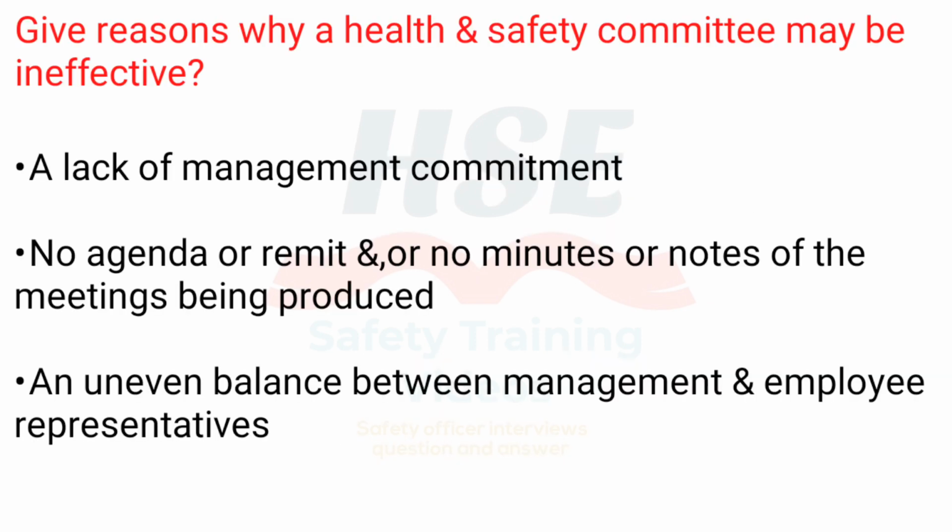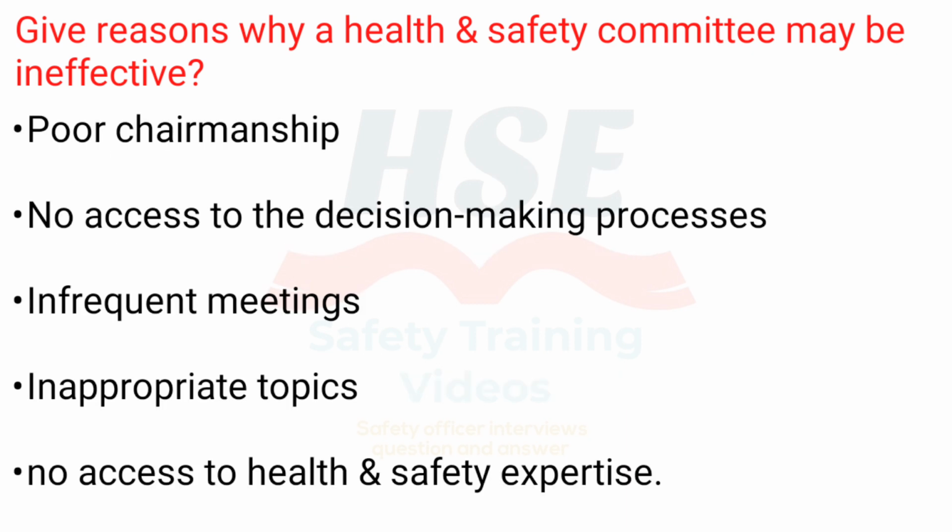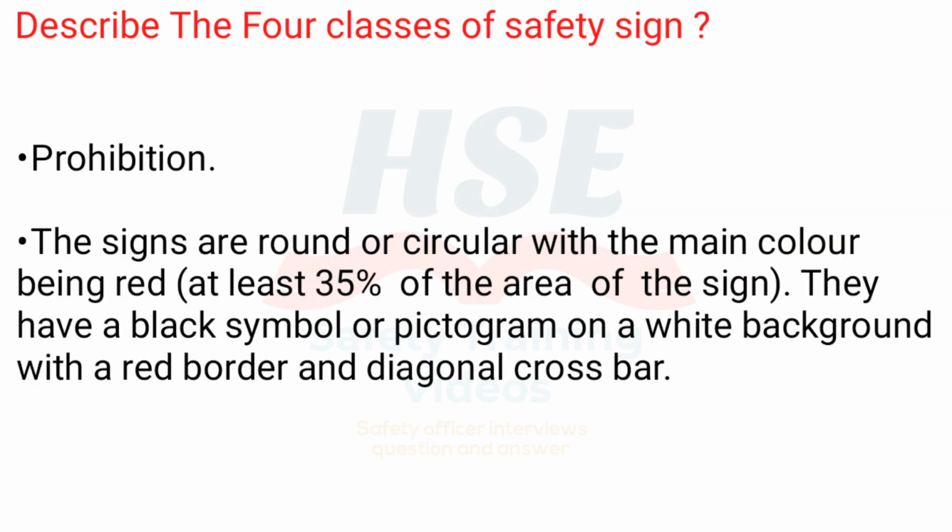Give reasons why a health and safety committee may be ineffective. A lack of management commitment. No agenda or remit and/or no minutes or notes of the meetings being produced. An uneven balance between management and employee representatives. Poor chairmanship. No access to the decision-making processes. Infrequent meetings. Inappropriate topics. No access to health and safety expertise.